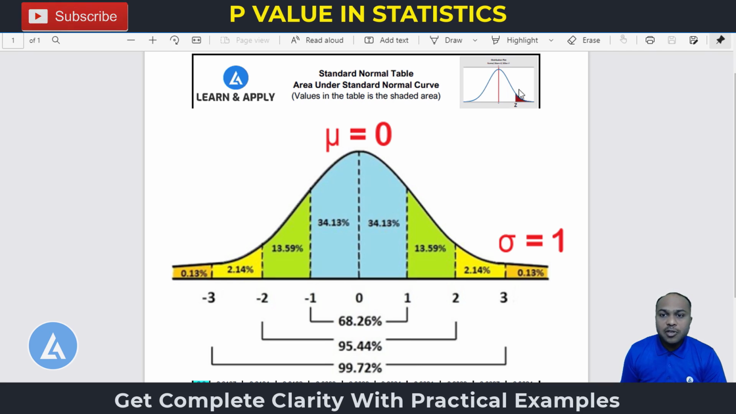The normal distribution is exactly symmetric if we cut that distribution into the middle. That means the lower part of the distribution is exactly the same as the upper part, or right part, of the distribution. And the overall area under the curve is equal to 1. That means 100%. Now let's go to Minitab for the calculation of the p-value for the upper tail test.